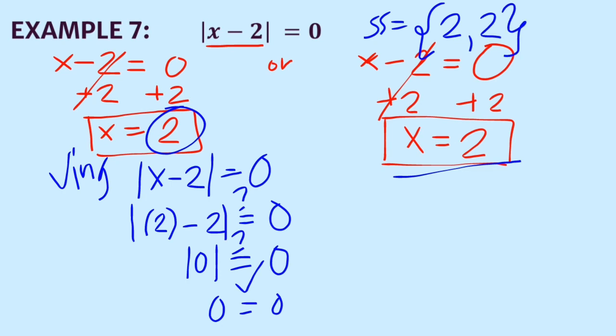But if you observe, the 2 and 2 here are the same, right? Since they are both the same, we can simply write our solution set as this one. Just write 2.